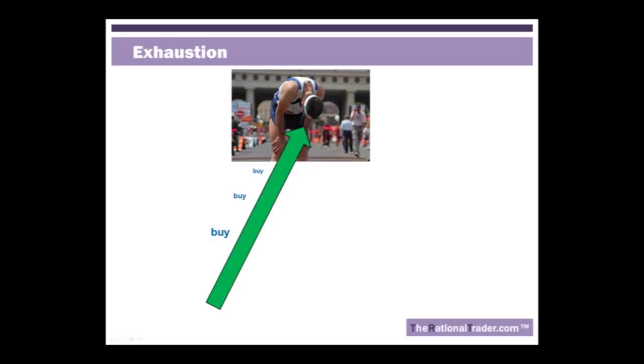It's like a runner who's just run out of steam. I like to think of it as a sprinter running up a hill, and he gets to the top and just can't go anymore. If you run out of people who are willing to buy, then the market naturally falls. Again, sometimes it's just a pullback in a trend that's been established, or you've found the high of the day. I'm going to show you examples of both today.